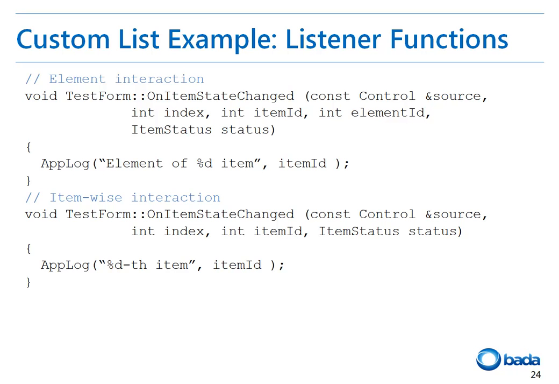Next, I'll show you the 2 event listener functions. The first listener function is called when an interaction is applied to the element corresponding to the custom drawing. The function prints out a message stating that an interaction has been applied to the element. The second function is to handle item interactions. The function prints out a message stating that an interaction has been applied to the item.